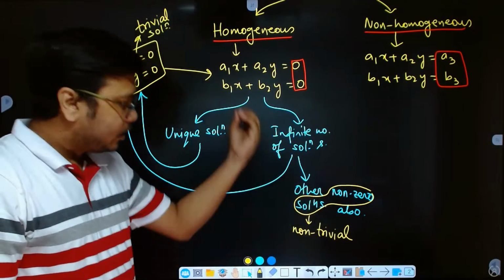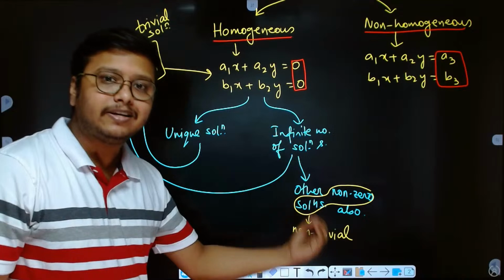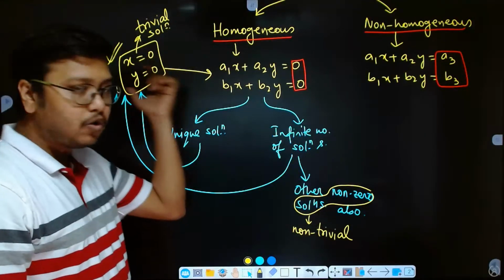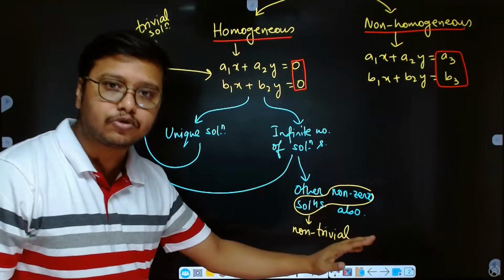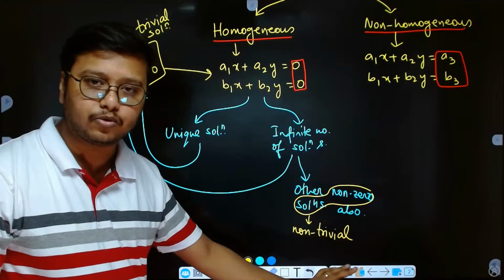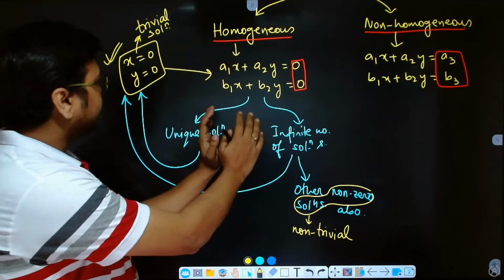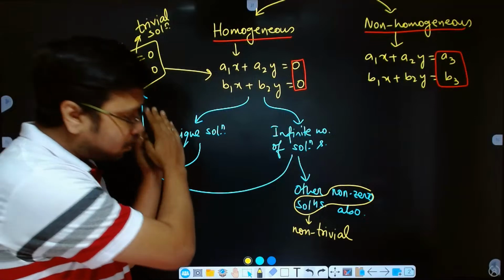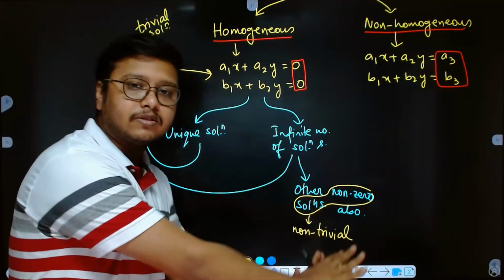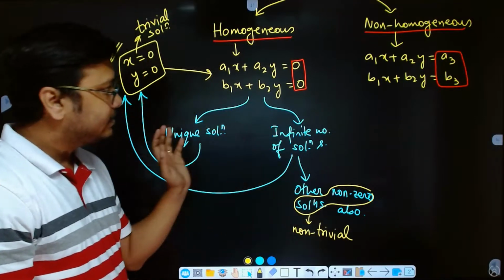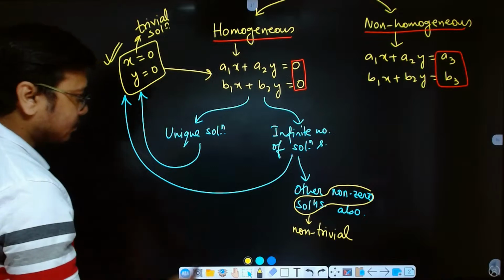When we say non-trivial solution, it means a solution which is not the (0, 0). The other non-zero solutions are called non-trivial solutions, and (0, 0) is the trivial solution. So a homogeneous system of equations can either have only the trivial solution, or the trivial along with some other non-trivial solutions also. This is the scenario. Now, what is the condition for this?